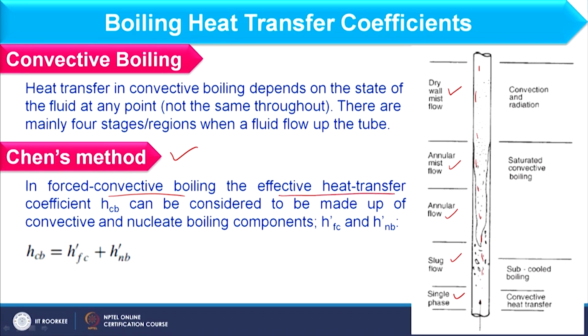convective boiling, the effective heat transfer coefficient HCB can be considered to be made up of convective as well as nucleate boiling components, H'FC and H'NB. So, this is the convective boiling heat transfer coefficient, which is based on HFC as well as HNB, with prime. What the terms are and what the expressions of these terms are, we will discuss in subsequent lectures, and I am just stopping this lecture.